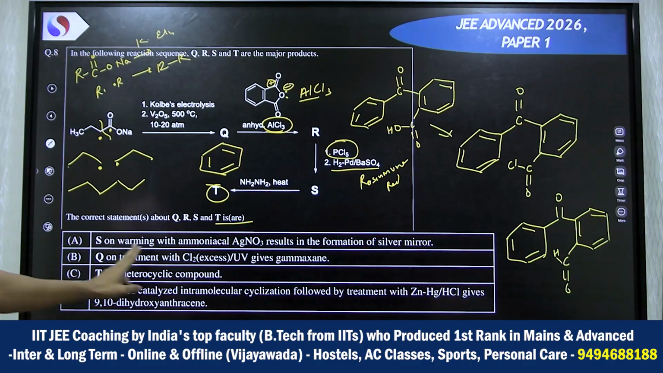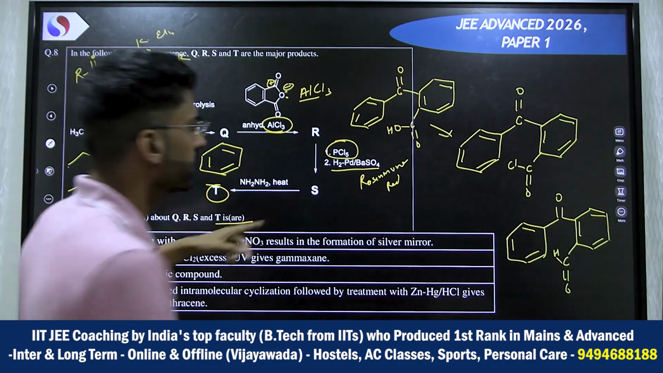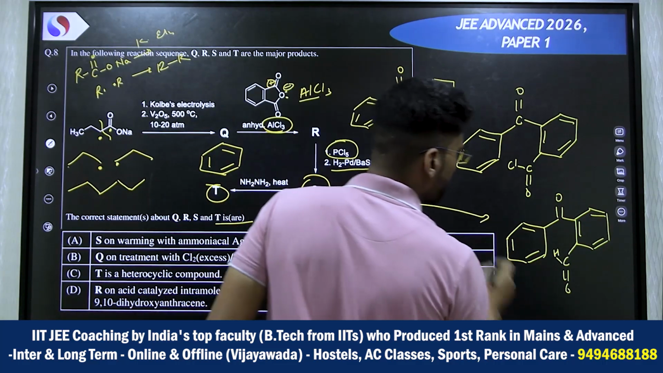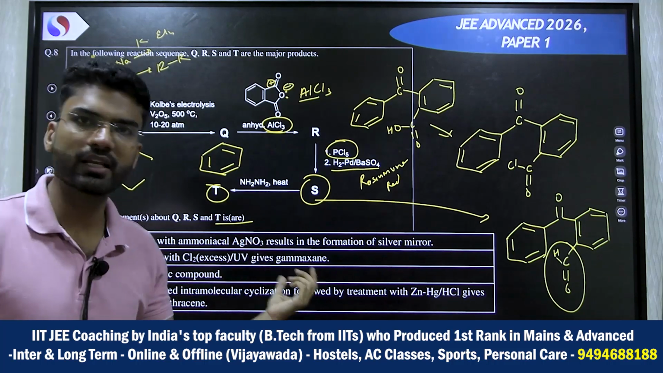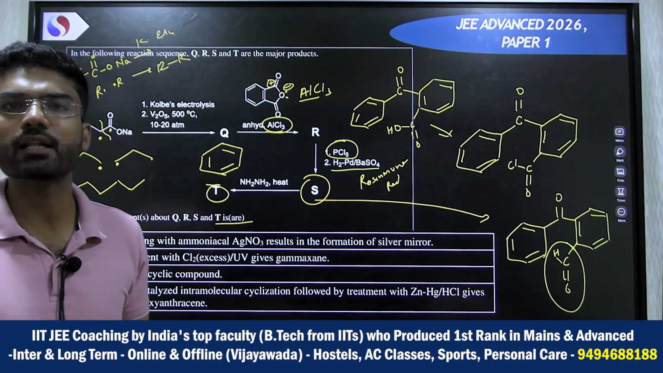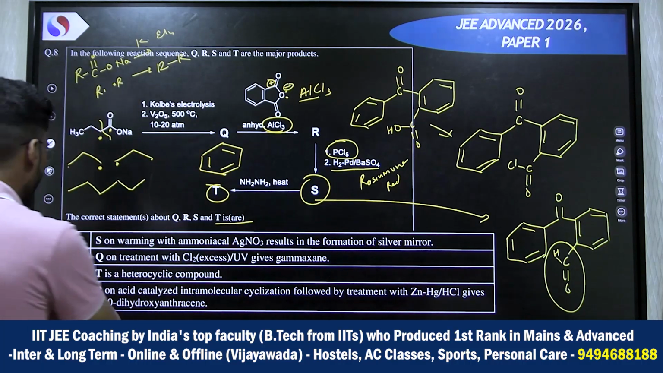S on warming with ammoniacal silver nitrate results in the formation of a silver mirror. What is S here? Okay, this is my S. In S we have an aldehyde group. We know that this is nothing but Tollens' reagent. Tollens' reagent we use to detect the aldehyde. Yes, aldehyde is there, it will form the silver mirror. So option A is the correct answer.